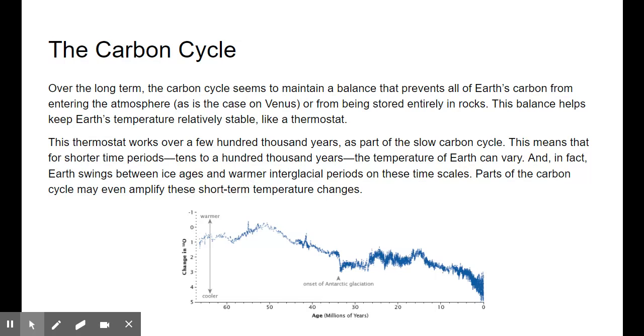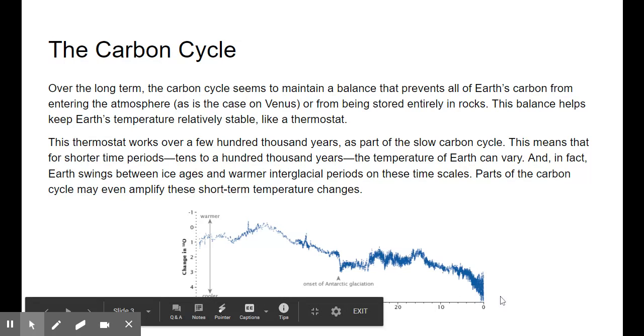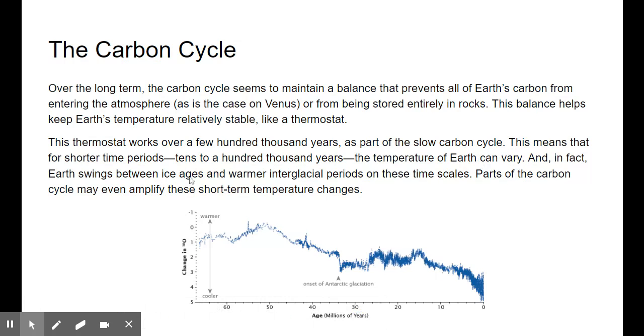The thermostat works over a few 100,000 years as part of the slow carbon cycle, which means it is a shorter time period, 10 to 100,000 years, and the temperature of Earth can vary. All right, this is a look at those temperature changes. You can look at this and see where those temperature changes have occurred. Earth swings between ice ages and warm interglacial periods on these timescales.